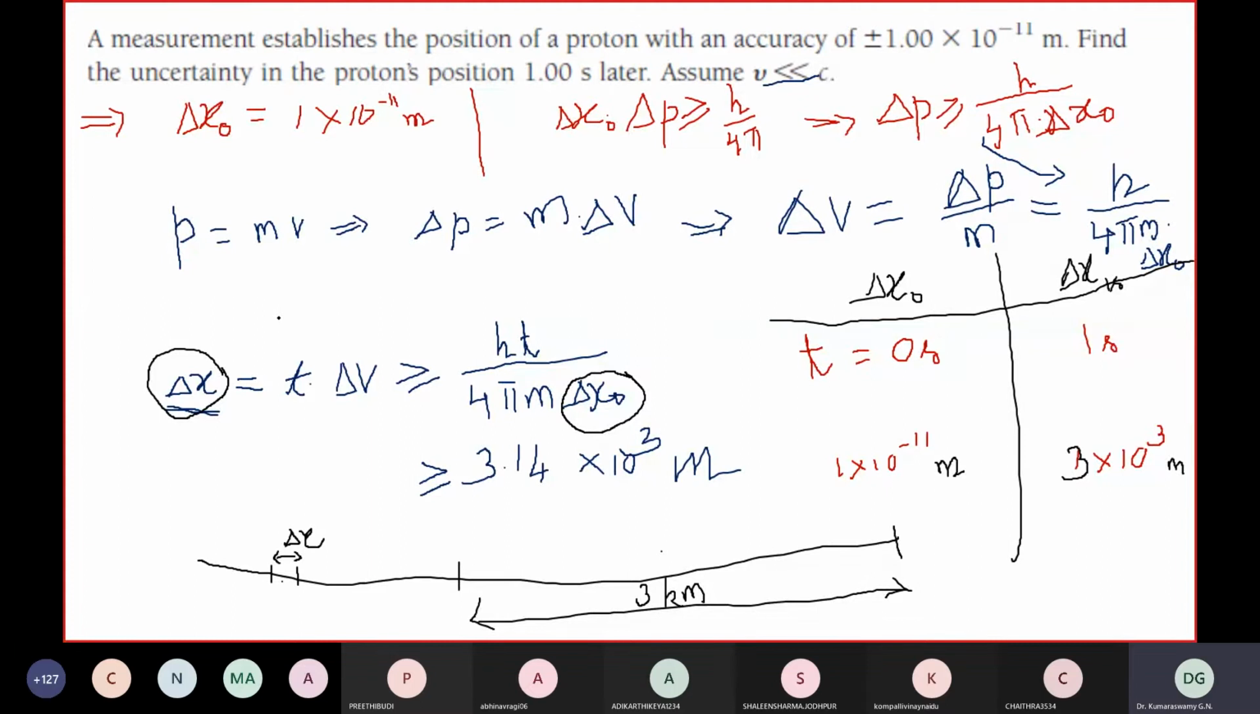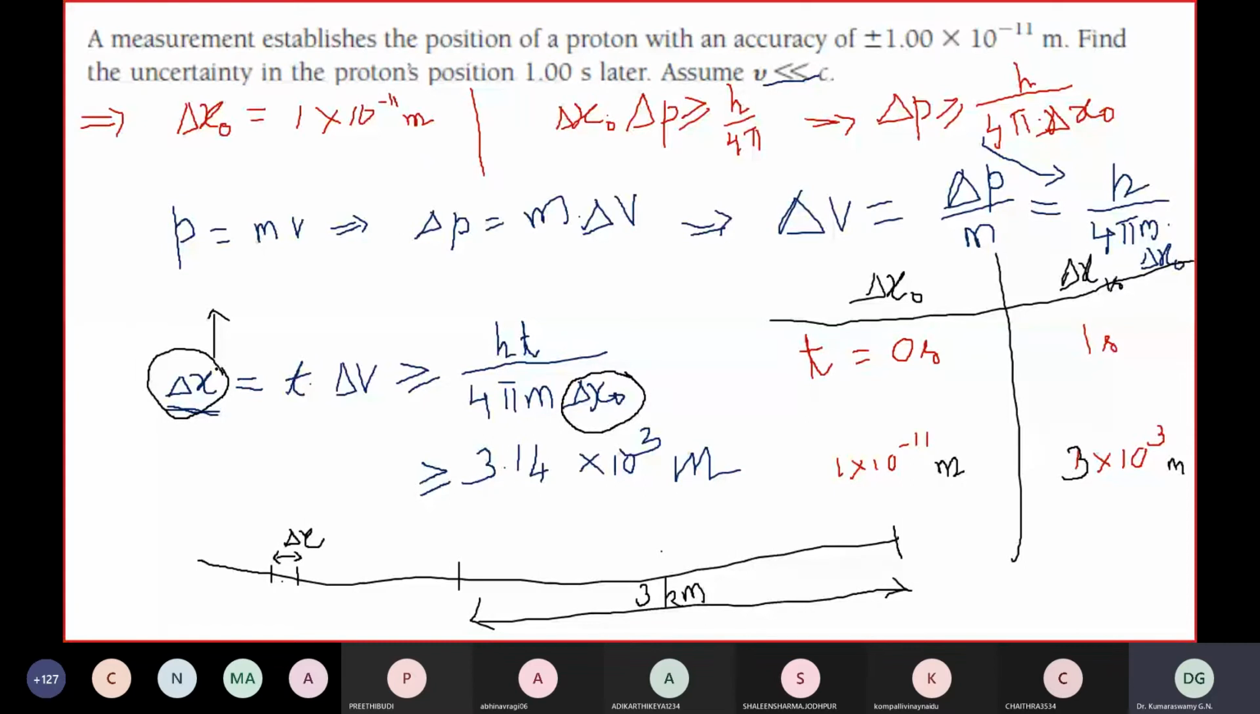Right? Reduce delta x naught, delta x increases. Increase the precision means reduction in delta x value. So as delta x naught value reduces, delta x value increases. This is the measurement of position in the present state. As we make it more and more precise, we will lose its precision in the next moment, that is future, right?